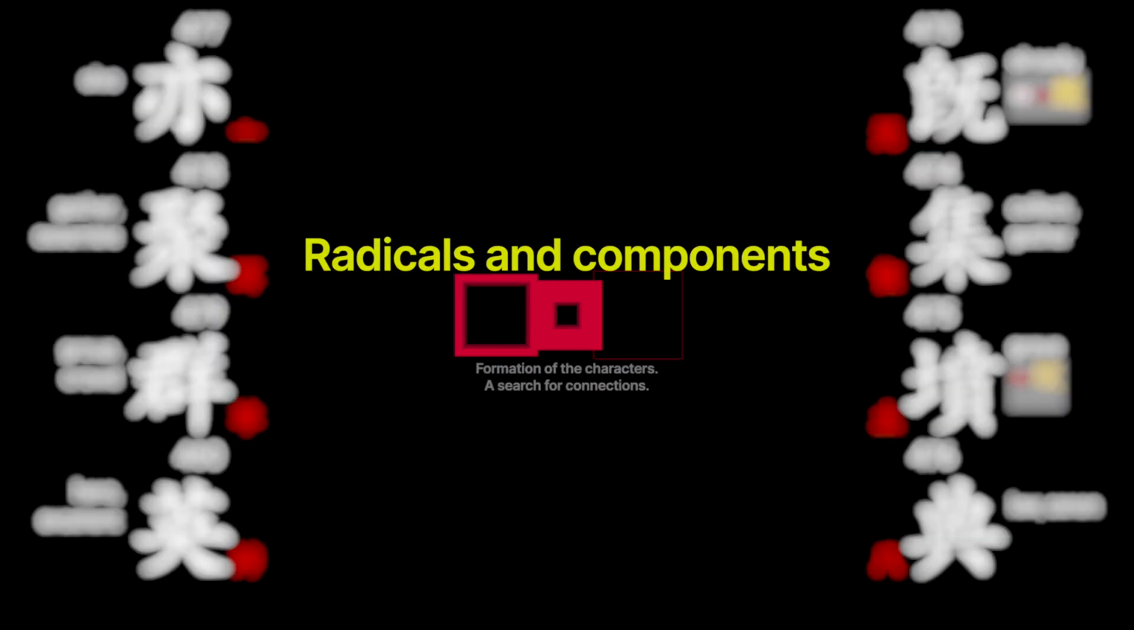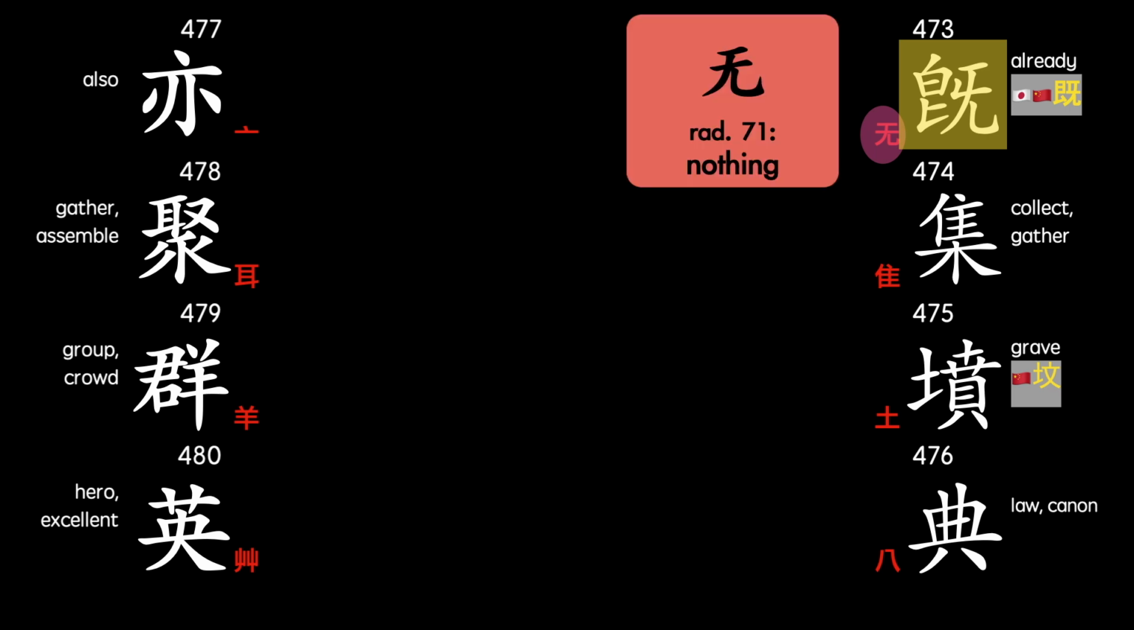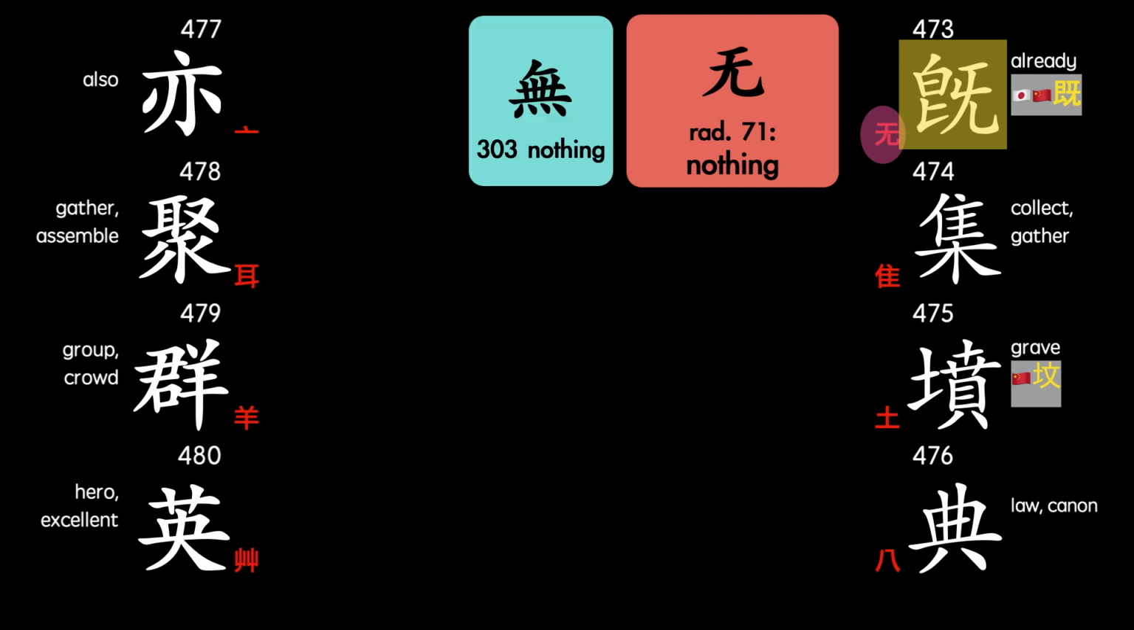Let's look at a few radicals or components. First, have a look at the radical for character 473. That radical means nothing, as in a negative. It's a rare radical, and this is its only instance within the classic. It's worth noting that this radical is used as the simplified Chinese character for the 303rd character of this classic.